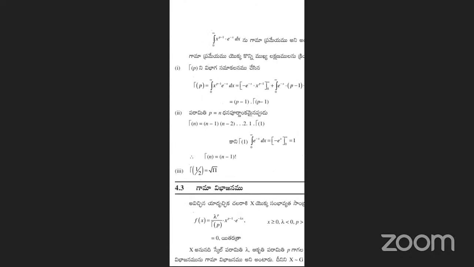So let me share the topics. This is the integral from 0 to infinity of x to the power of p minus 1, e to the power of minus x dx. We can call this the gamma function, and we can denote it like this: gamma p. We can change any parameter.